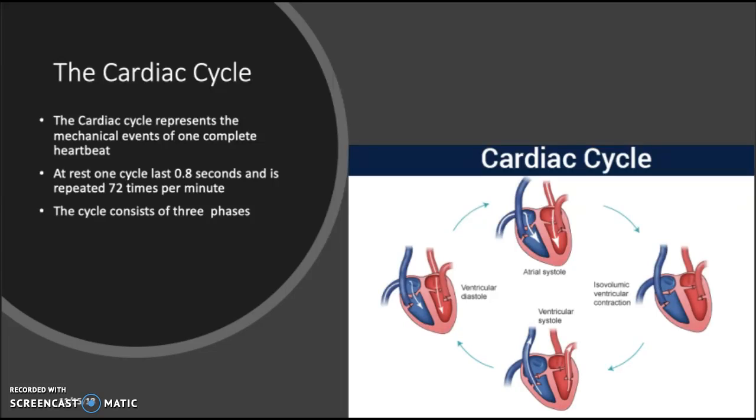The cardiac cycle represents the mechanical events of the complete heartbeat. At rest, one cycle lasts 0.8 seconds and is repeated 72 times per minute. The cycle consists of 3 phases. In this particular picture, we can see the phases that our cardiac cycle goes through. Pretty amazing, huh?